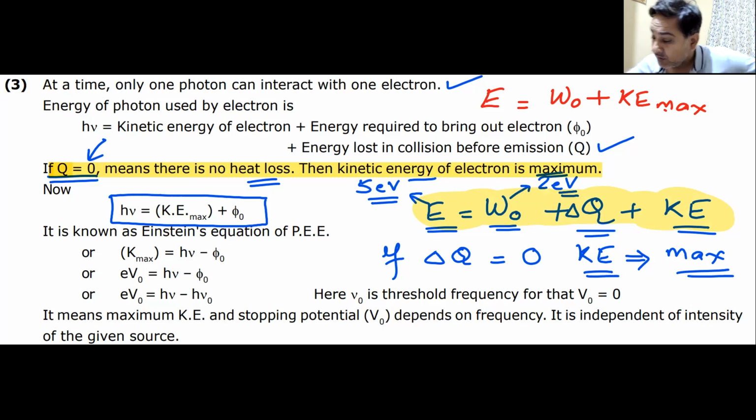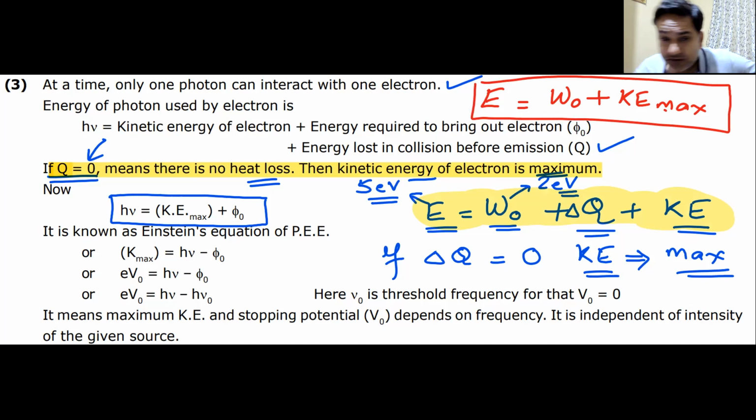Yes, sir. So this is Einstein's equation, which you have to remember. This is a special case where delta Q is taken as 0. Now, I can write this equation in different forms. This is the first form in which I have written this.